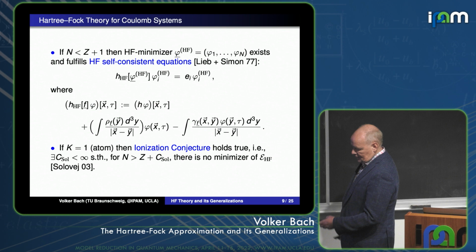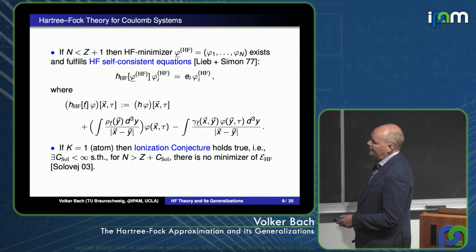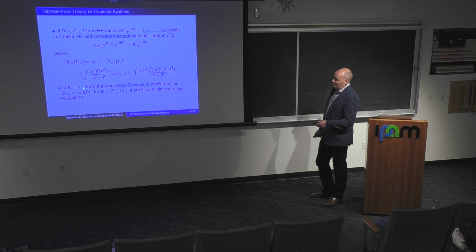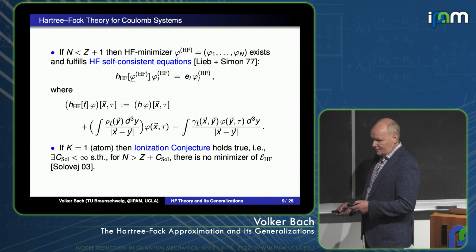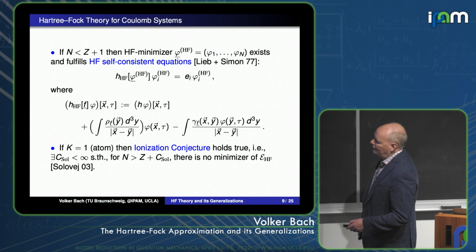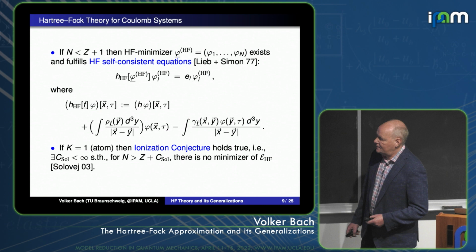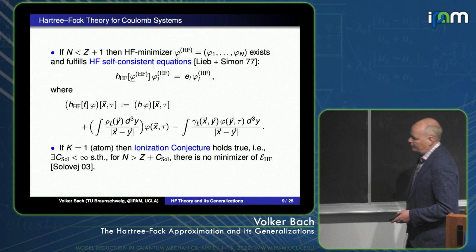And in fact, as I indicate here, if we consider an atom, then the ionization conjecture holds true, as was proved by Solovay. Namely, if the electron number exceeds the nuclear charge of the atom plus a universal constant, which is not determined, but is a number like 10 or so, then there is no minimizer. So more than Z plus C_Sol electrons do not bind in an atom, at least not in Hartree-Fock theory. And that's a result of Solovay.